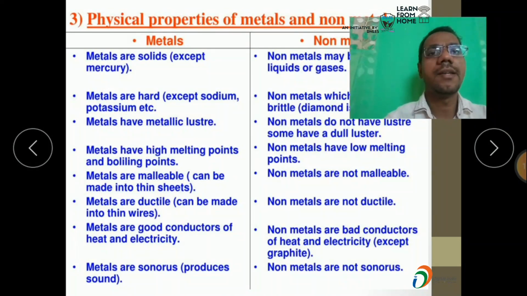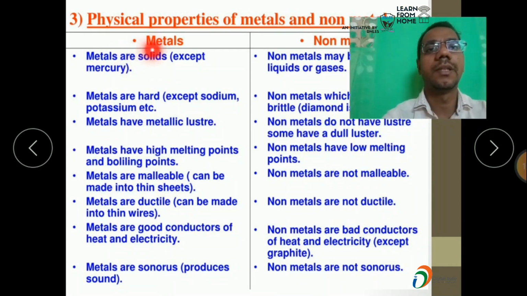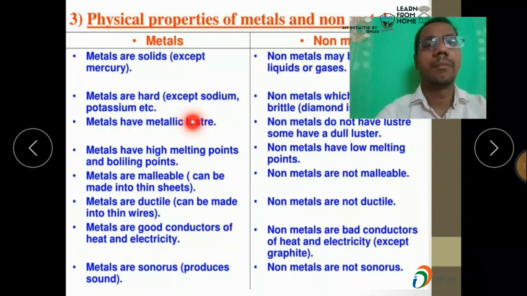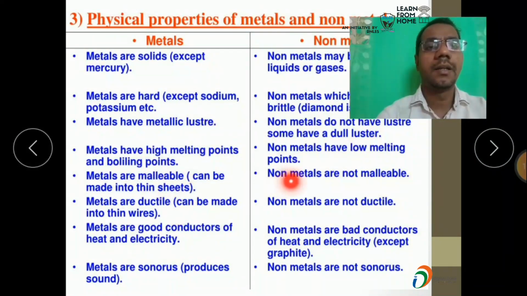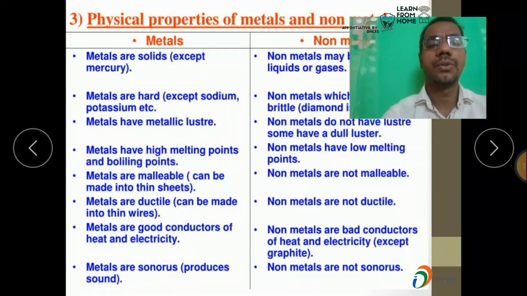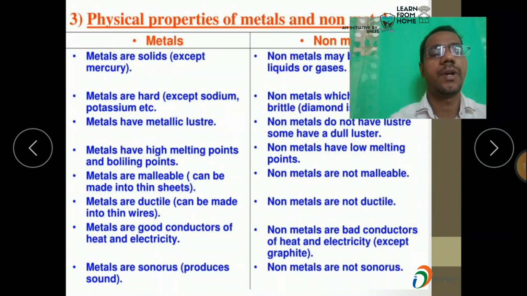Again, we will revise only the point. Most of the compounds are in the liquid and gaseous state, and few are in the solid state. They are hard, they are soft, they have metallic luster, they do not have metallic luster, they have a dull appearance, high boiling point, high melting point, low melting point, they are malleable, non-malleable, ductile, non-ductile, sonorous, non-sonorous, good conductors of heat and electricity, bad conductors of heat and electricity. Understood? Differentiating points are very important from the exam point of view.